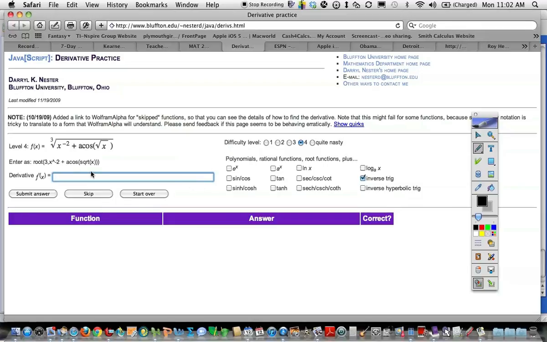Okay, let's forget the cube root on this one. And let's just do y equals x to the -2 plus arc cosine of square root of x.